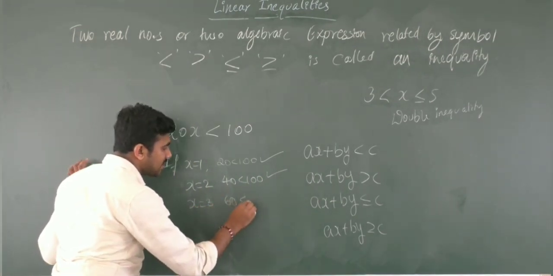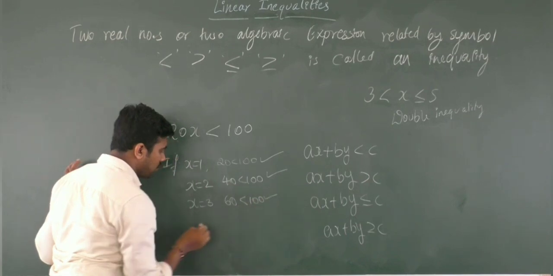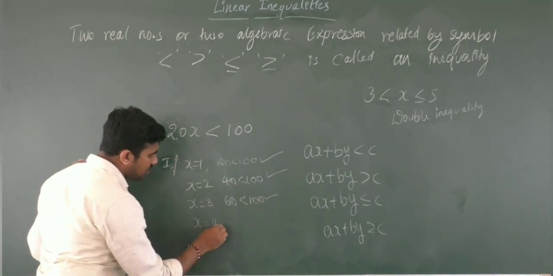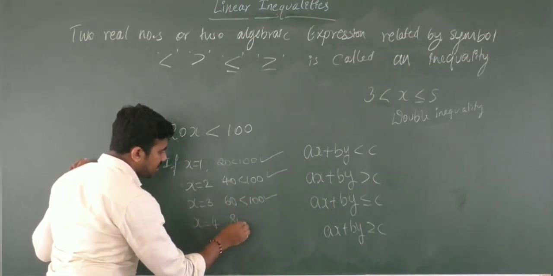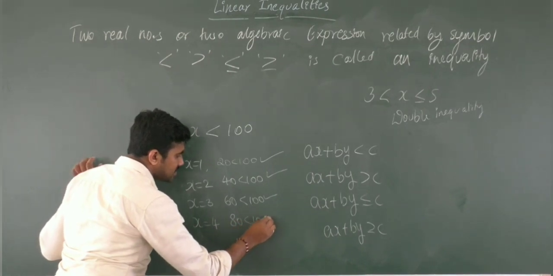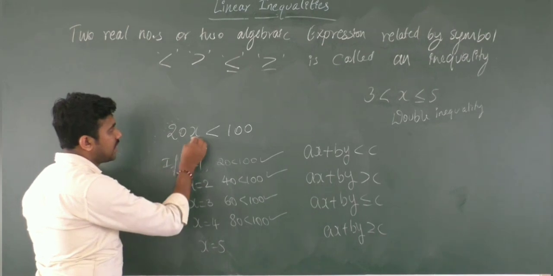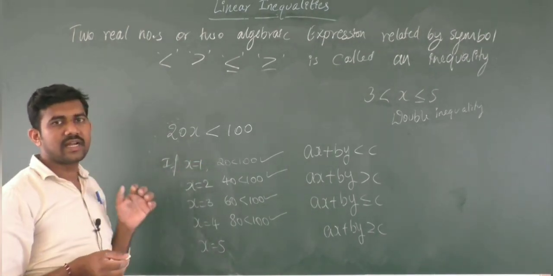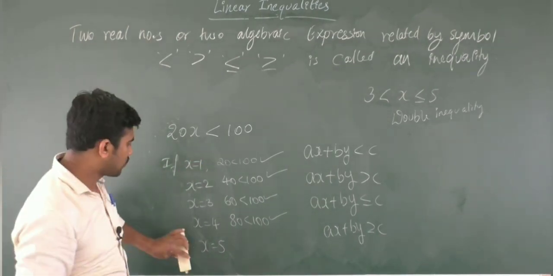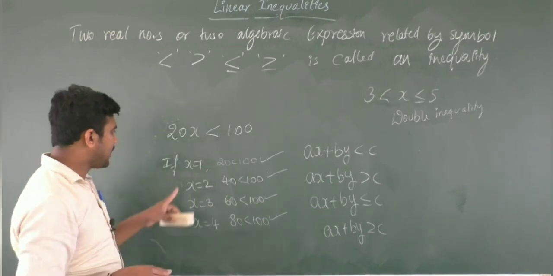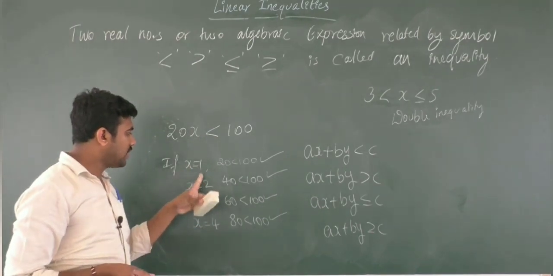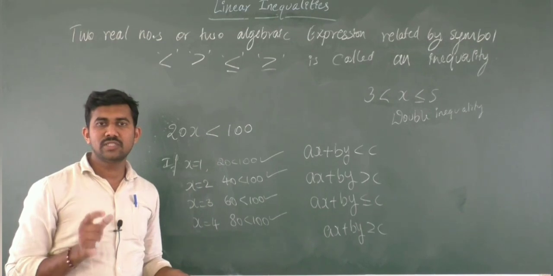60, clearly less than 100, and this is also true. If you put x is equal to 4, then we'll get 80, clearly less than 100, and this is true. X is equal to 5, we'll get here 100. 100 is not less than 100, which is not true. So only the values of x are 1, 2, 3, 4, the natural numbers.